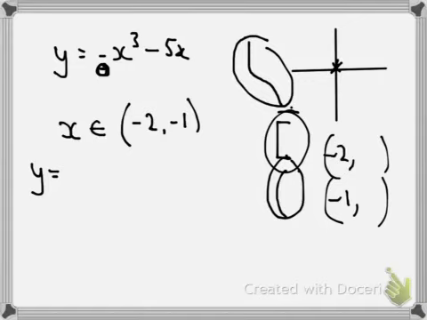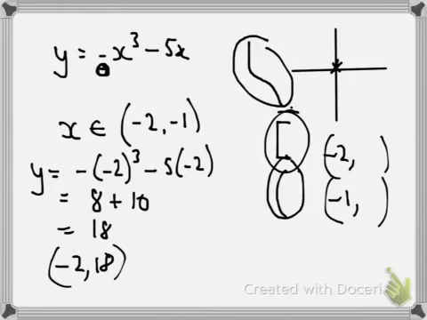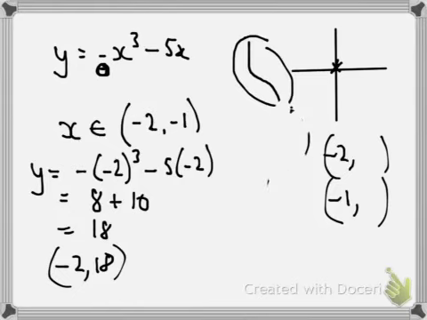So let's put -2 in to start with. So it's negative of -2 cubed minus 5 times -2 equals positive 8 plus 10, so that equals 18. So one point that we've got here is -2 comma 18. I'll just erase all this stuff here just for a moment, just to give us a bit more room on the other side.